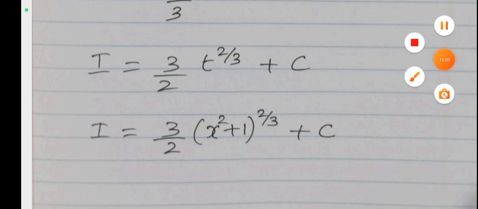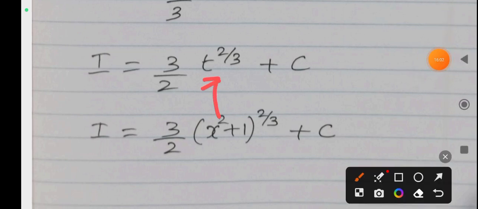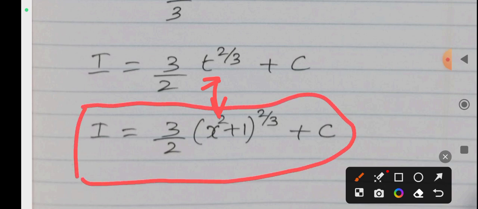The t value, kindly substitute, children, that is nothing but x square plus 1. So I equals 3 by 2 times x square plus 1 whole power 2 by 3 plus c.